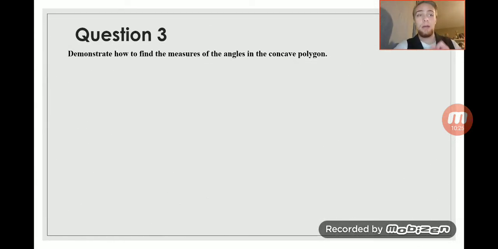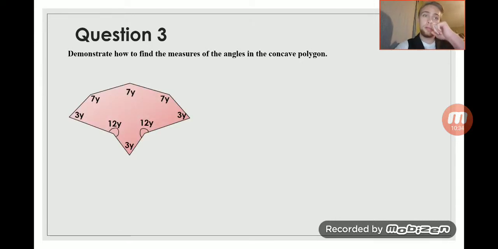Okay, so now moving on to question 3. We have to demonstrate how to find the measures in the concave polygon. Now, here is an admittedly scary looking shape, but the method to figure out the measures of the angles in the concave polygon is actually quite simple. So here we're going to use the formula n minus 2 times 180. Now what is n, you might be thinking? Well, that's actually the amount of points that are on the shape.